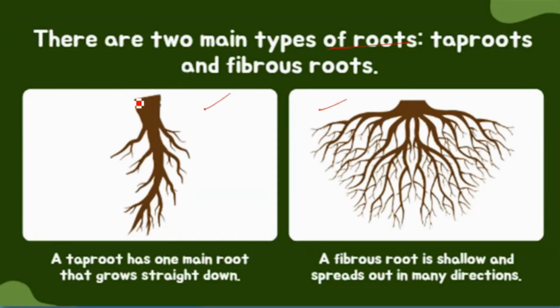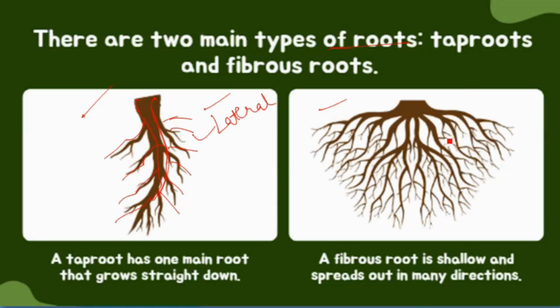Taproot has a main root in the middle and some small roots arise from it. So a taproot looks like this. There is a main root and some small roots arise from it. These are called lateral roots.